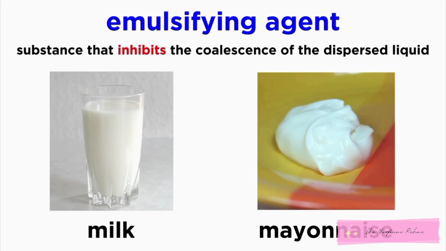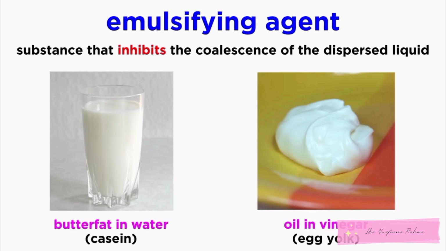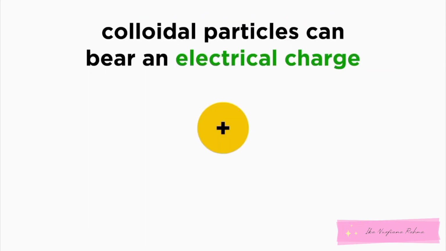Milk and mayonnaise are examples of emulsions. Milk is an emulsion of butterfat in water, with a protein called casein acting as the emulsifying agent, and mayonnaise is an emulsion of oil in vinegar, with egg yolk components acting as the emulsifying agent.